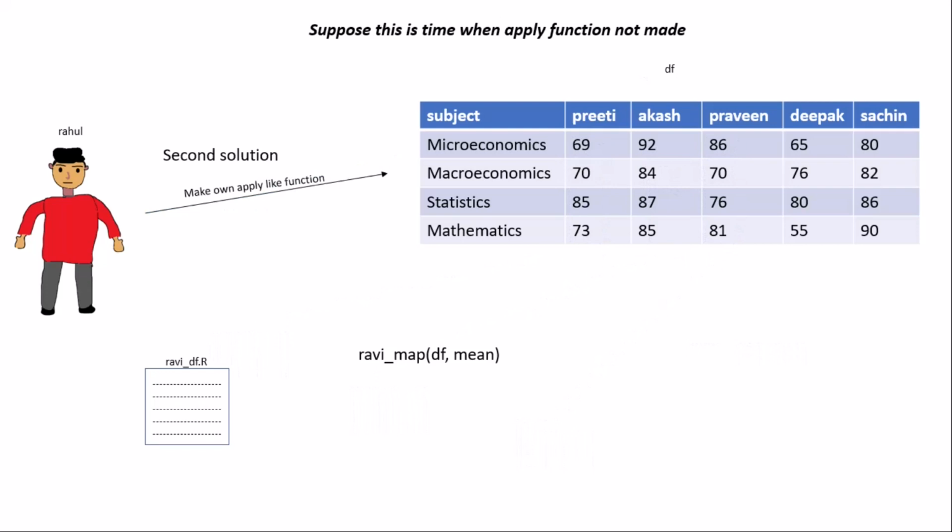After a few days, he got the second solution. He made a function which calculates the mean automatically for you. You can say that it looks like the apply function. And suppose this is the time when the apply function was not made, and this is an assumption for understanding purposes. He made a function which takes a data frame and calculates whatever function automatically. He doesn't have to write it many times.